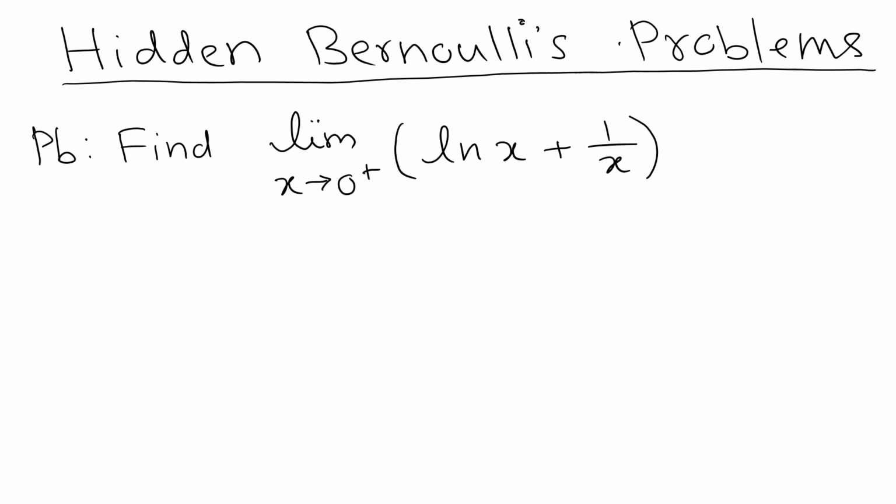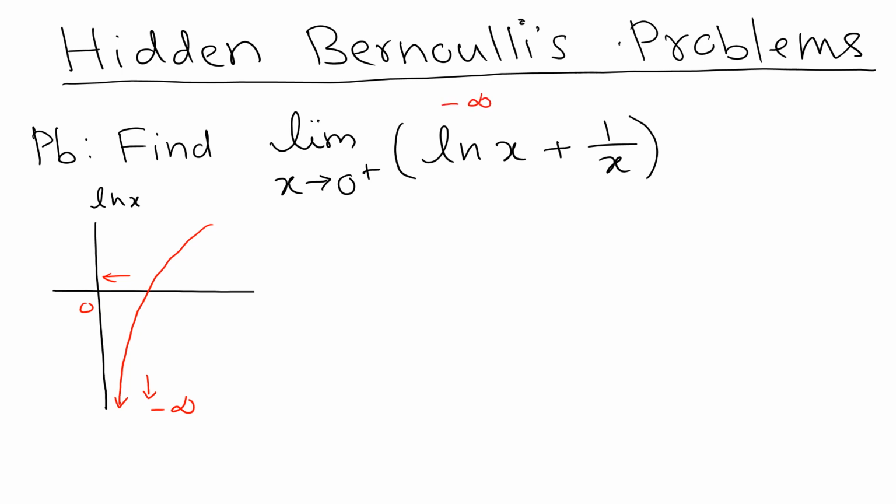So if you look at the graph of ln x, you can see that it's going to go like that. When it goes to 0, you can see the function goes to negative infinity. So ln x goes to negative infinity when x goes to 0 plus. That means the first term goes to negative infinity.